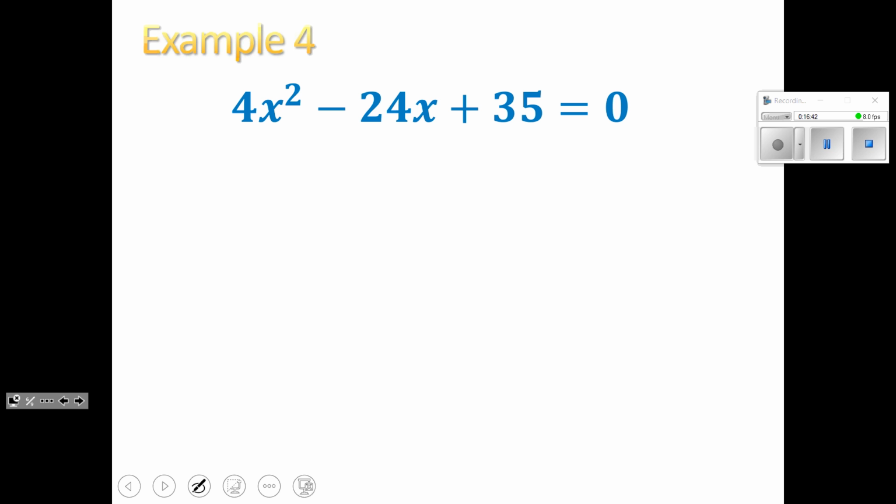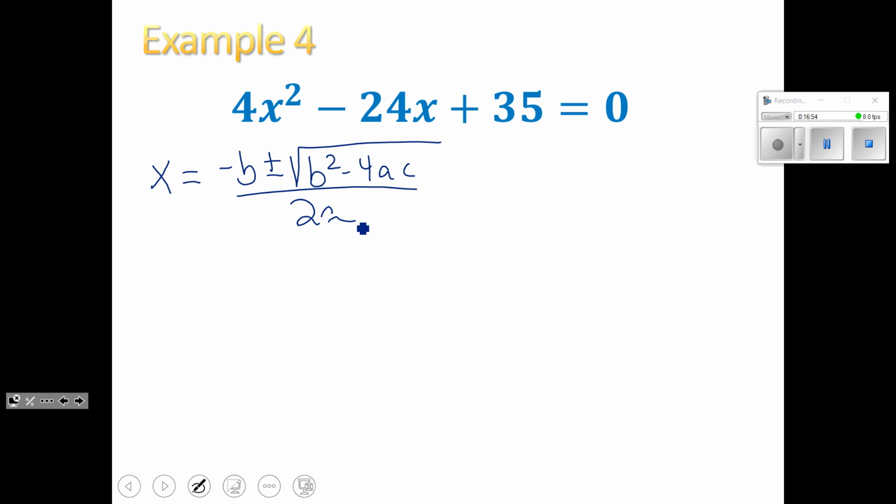All right, so hopefully you're back with me. X equals negative b plus or minus the square root of b squared minus 4ac, all over 2a. I'm going to label a, b, and c. A is equal to 4. B is equal to negative 24. And C is equal to 35.